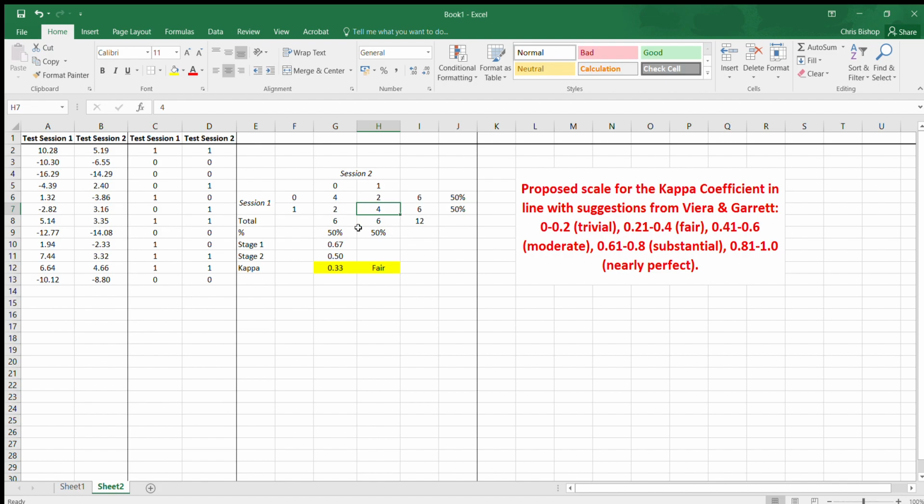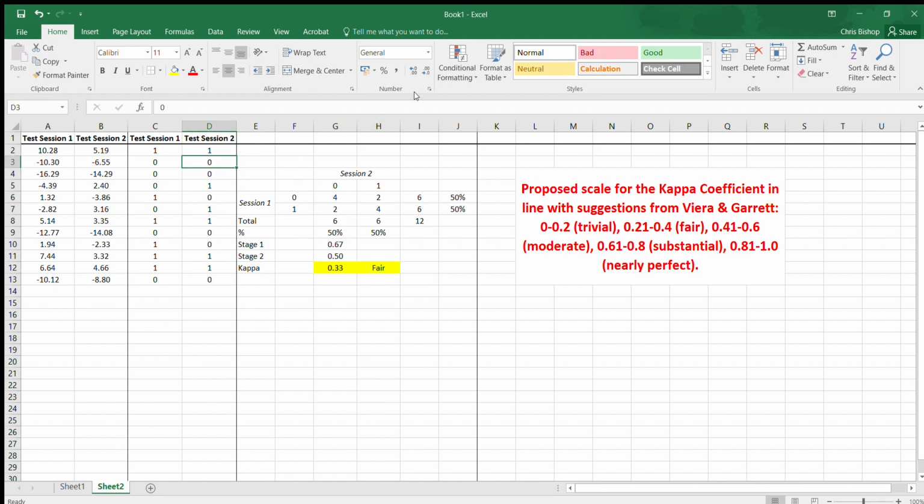And then we're just looking for every possible combination of numbers within this matrix. So the next thing to do is, every time that you see a 0 in test session 2, how often does test session 1 have a 1?